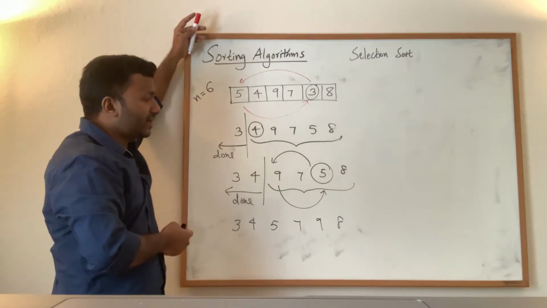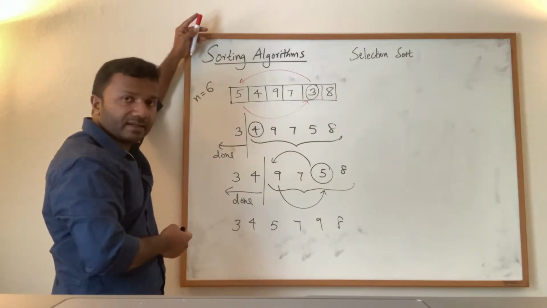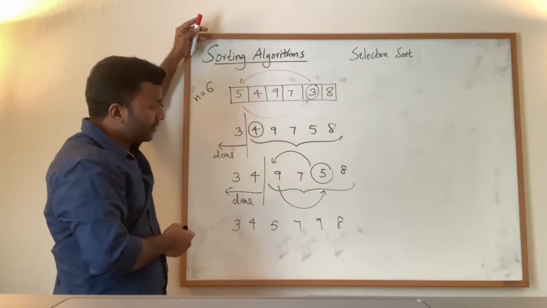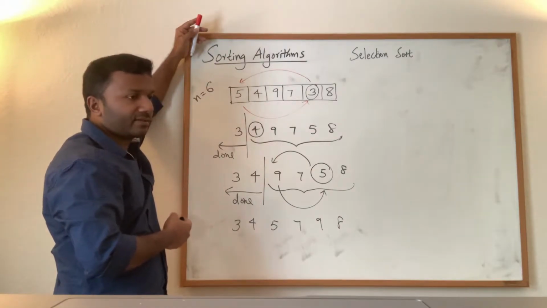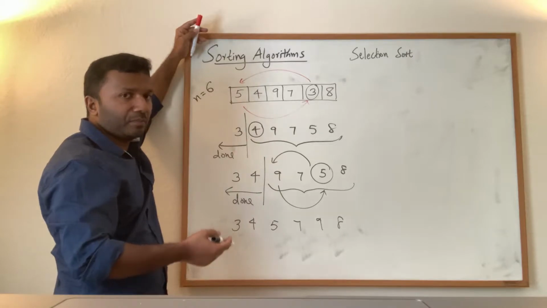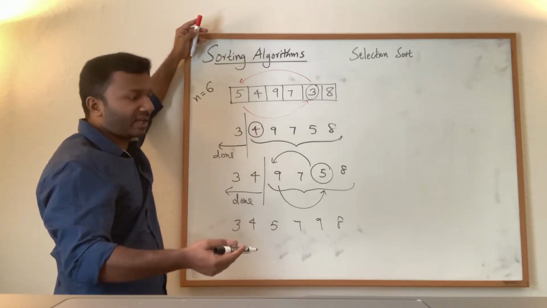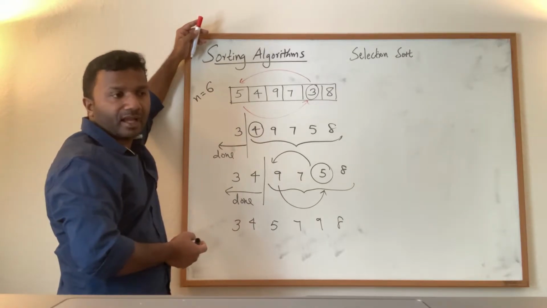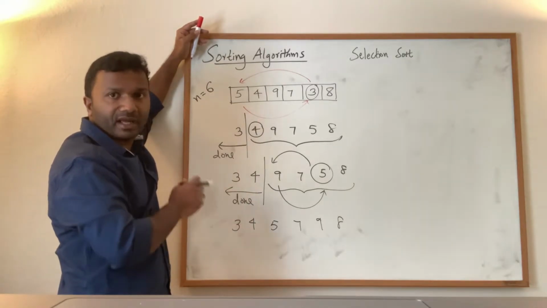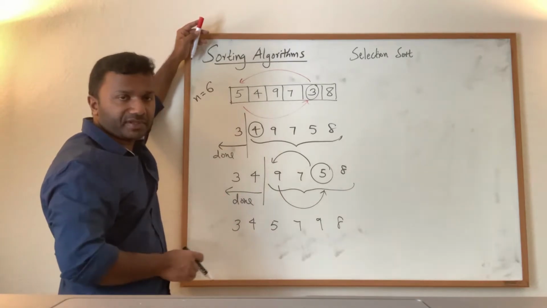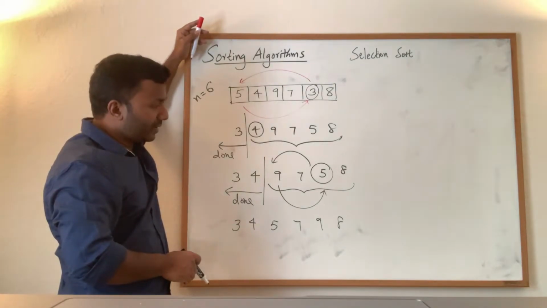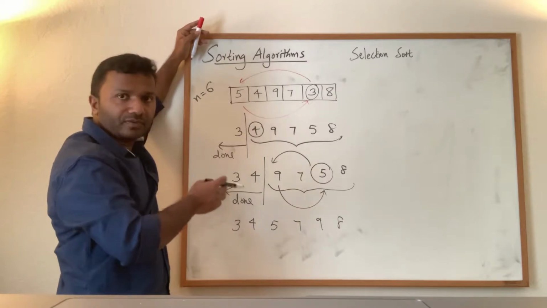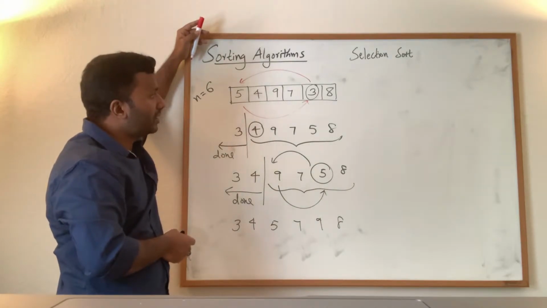It's pretty easy to see that this is correct, because what we are doing at the kth step is bringing the kth smallest element to position k, and all the elements before that position are already in the right position. So that way we can easily prove that this algorithm is correct.